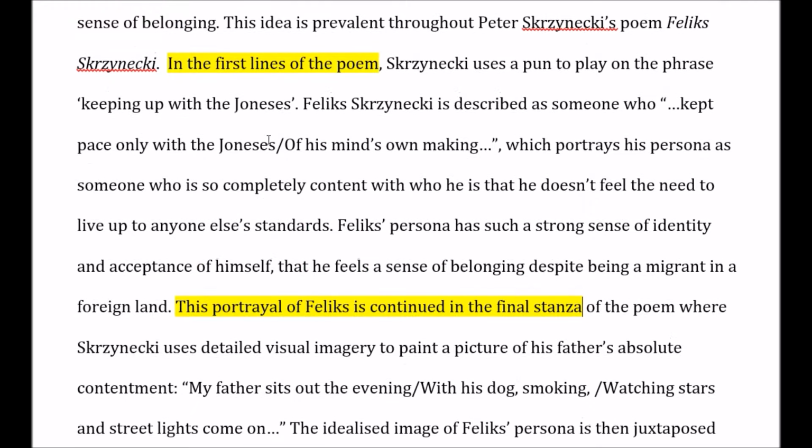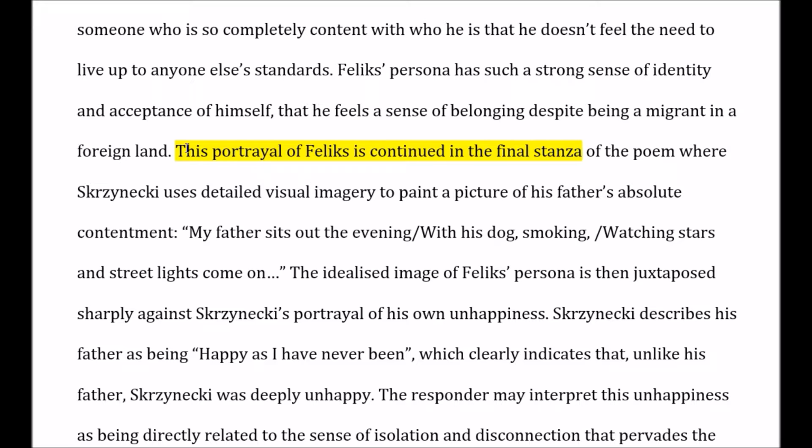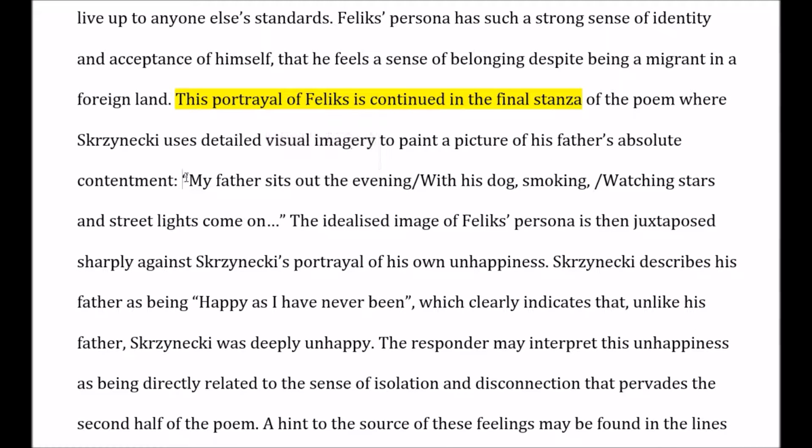So I have set up here that in the first lines of the poem, this idea is communicated. The same idea or a similar idea is communicated again at the end of the poem. And then I've led into my second piece of evidence, and I've talked about the technique that is used in this example. Now, what you have perhaps also noticed, and I can't remember if we covered this in class, so I'll just repeat it again here.